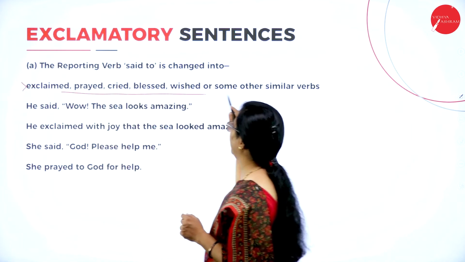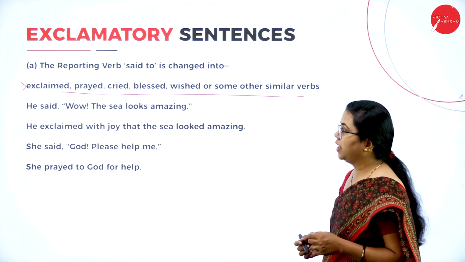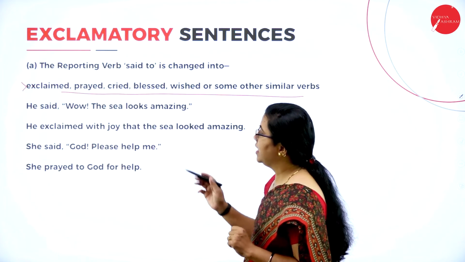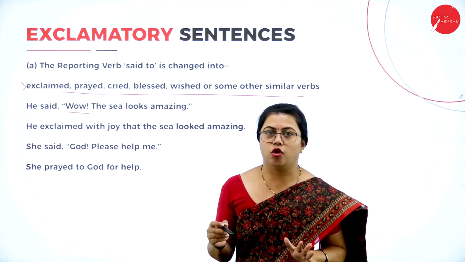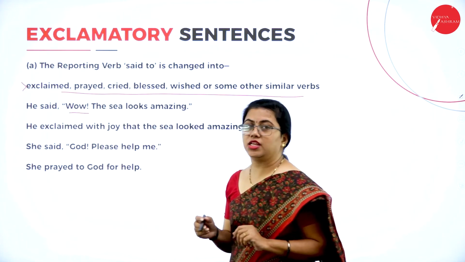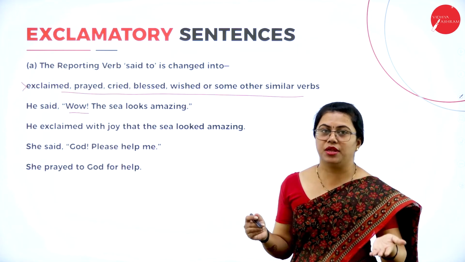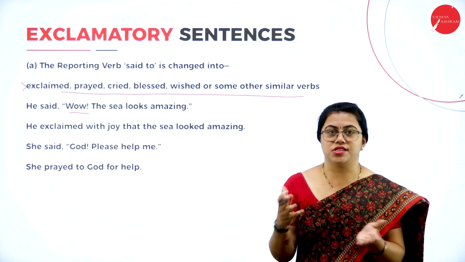So exclaimed, prayed, all these are the words that have to be used instead of this reporting verb. Let us see an example. He said, "Wow, the sea looks amazing." There is an interjection. Interjection has to be avoided in indirect speech. So wow is a kind of exclamation, isn't it? I am surprised. I am overwhelmed that the sea is amazing.